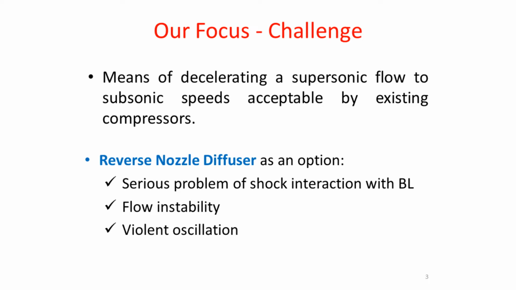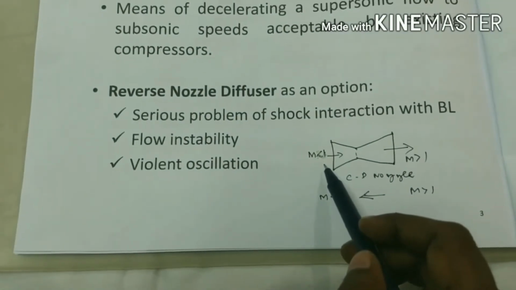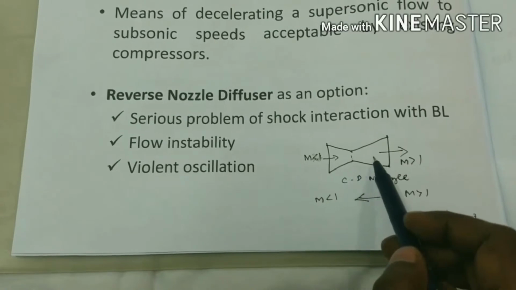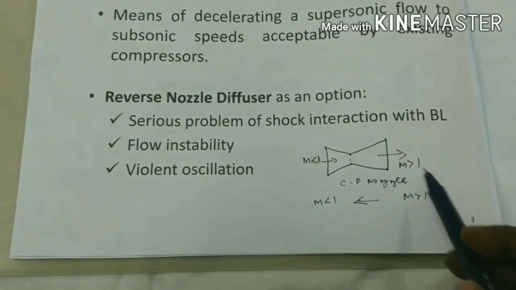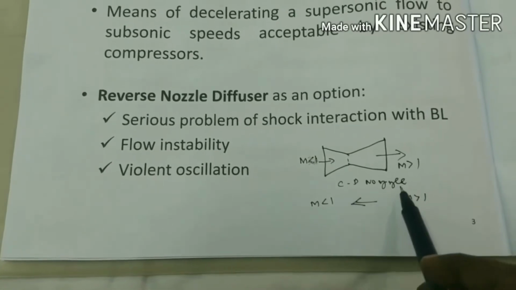So what options do we have? Going for a reverse nozzle diffuser is an option. We already discussed a supersonic nozzle, that is the convergent divergent nozzle, where the Mach number at the entry is subsonic and it passes through the convergent section, followed by a divergent section, resulting in supersonic flow, Mach number greater than 1. This is a CD nozzle.